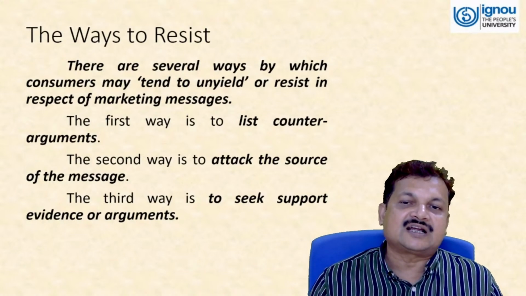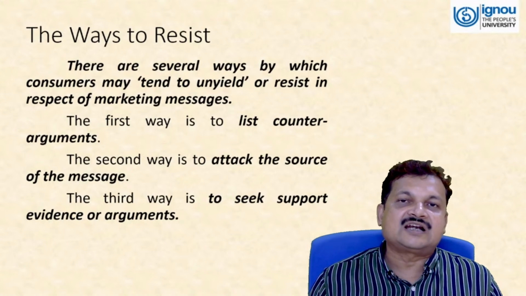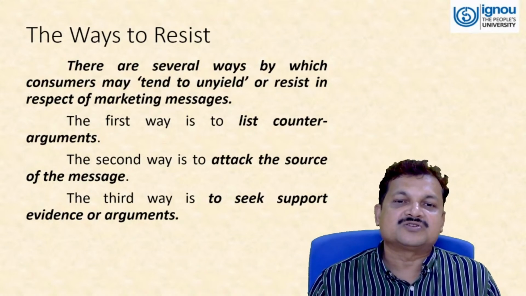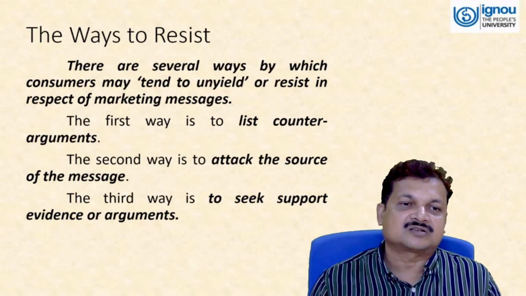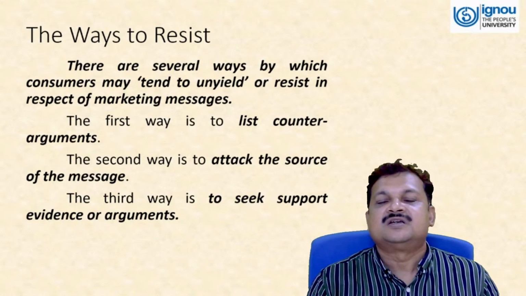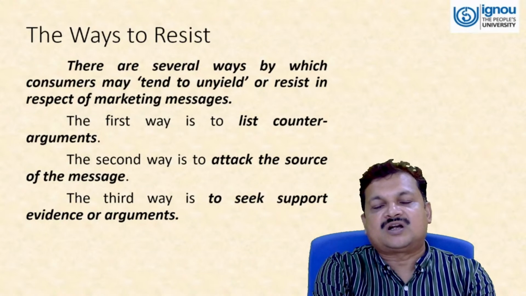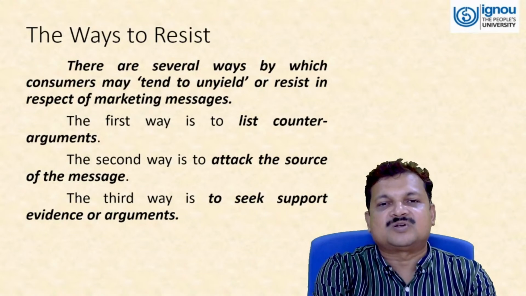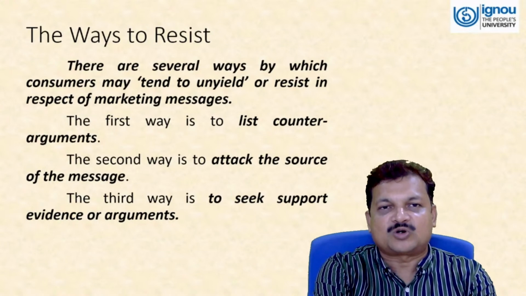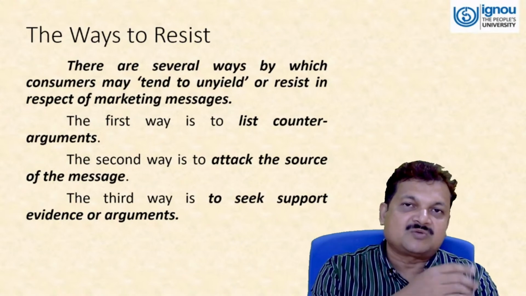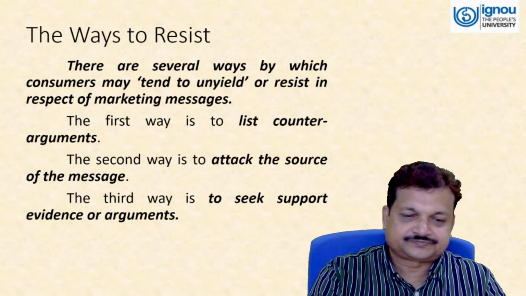The second way is to attack the source of the message. Directly you are attacking that whatever they are saying is wrong, all are faults, because you are right, and the product you have seen is not the same as the present product. The third way is to seek supporting evidence for the arguments. That means you require that for the arguments being put forward, you get support from the market, whether people are supporting whatever is being said or not. If they are supporting, that means whatever is being said is right.